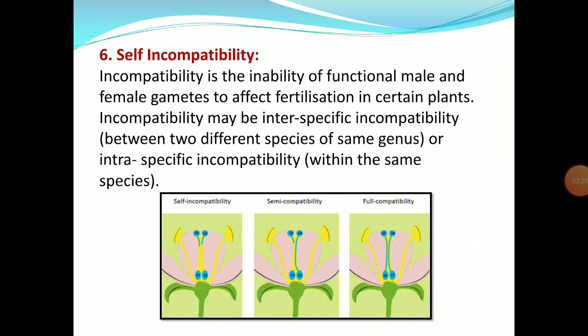Last outbreeding device is self-incompatibility. It is the inability to produce functional male and female gametes for fertilization in the same plant. Incompatibility may be interspecific incompatibility, that is between two different species of the same genus, or intraspecific incompatibility, that is within the same species. In the given figure, you may observe self-incompatibility.